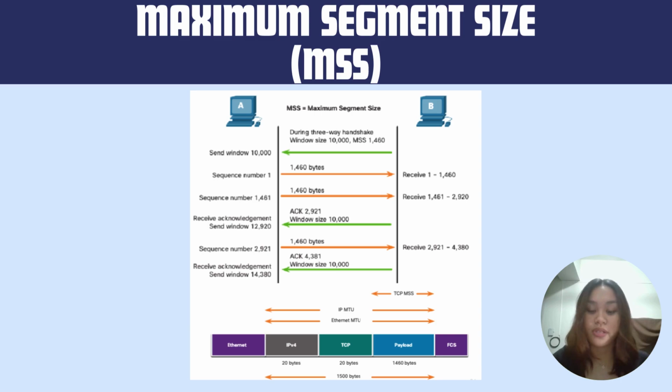Another important concept is the maximum segment size, or MSS. This is the largest chunk of data that a receiver can accept in a single TCP segment. Typically, the MSS for IPv4 is 1460 bytes. It's calculated by subtracting the sizes of the IP and TCP headers from the standard Ethernet frame size of 1500 bytes.